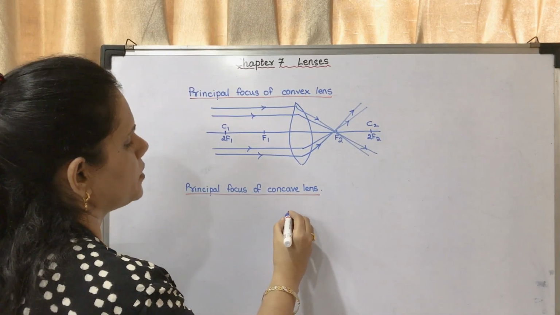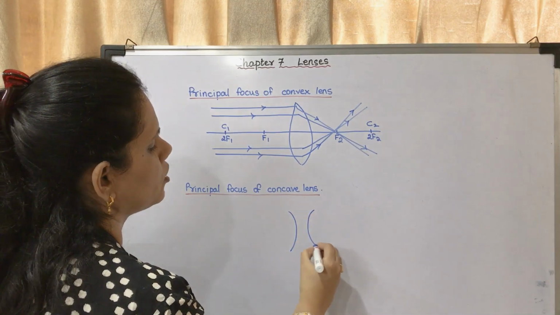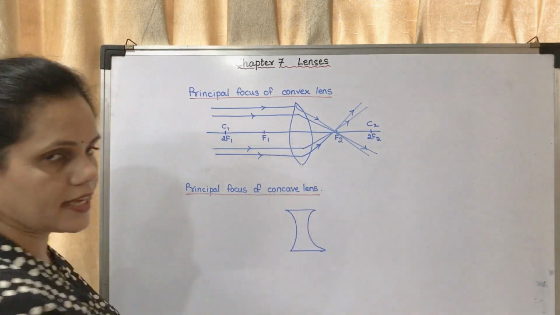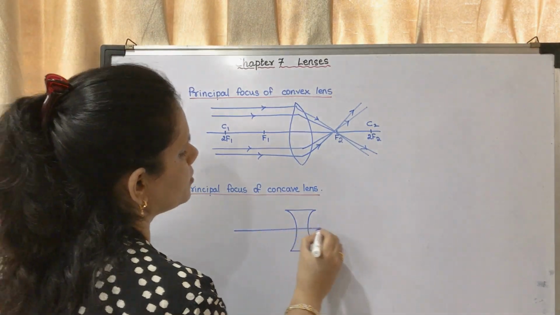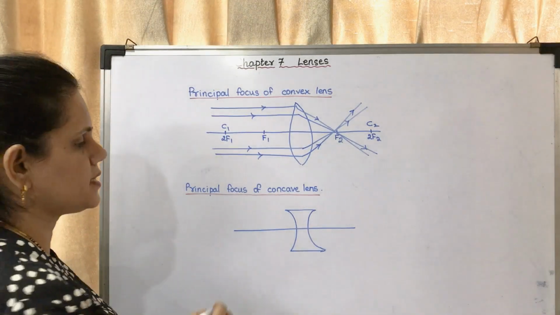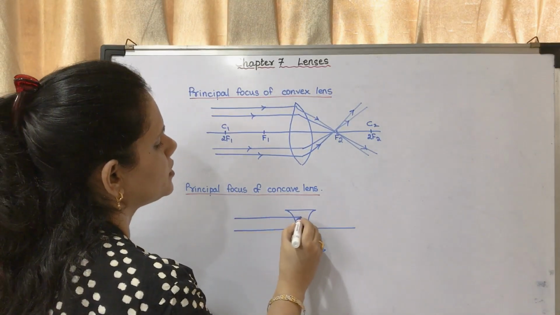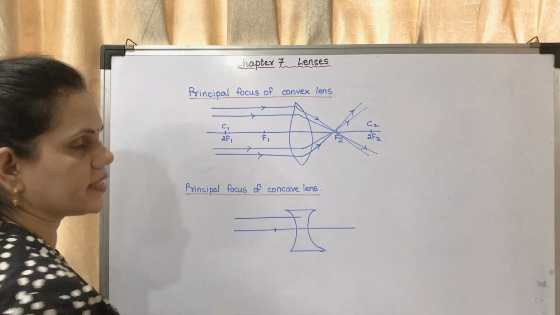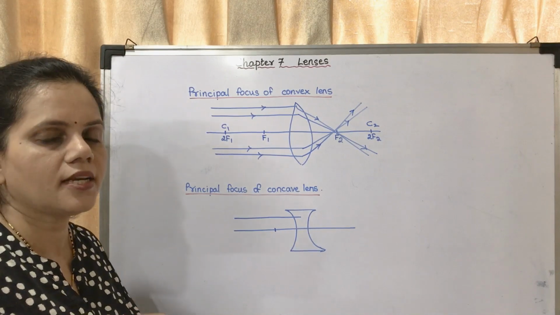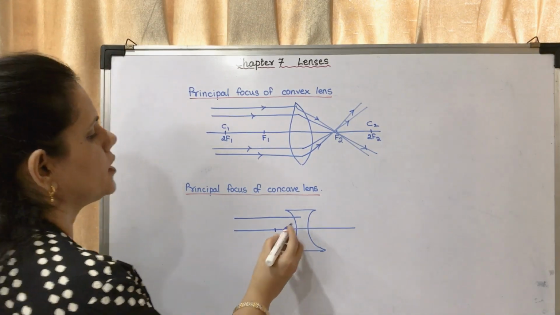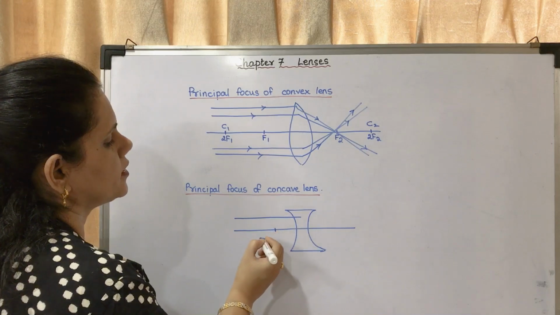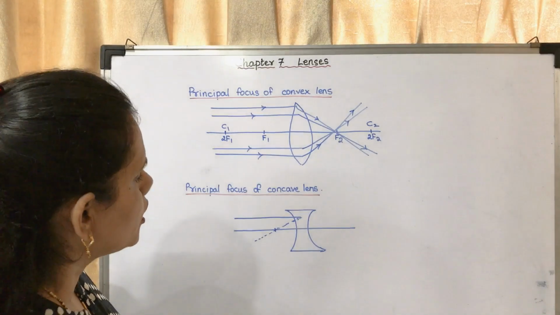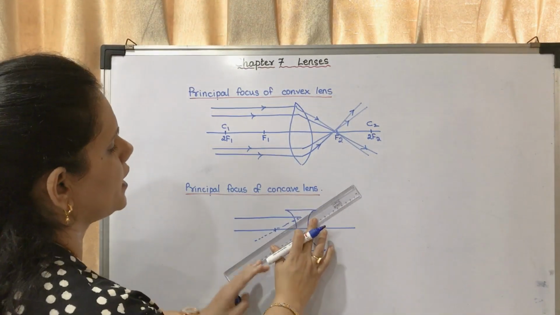Now we will draw the principal focus of concave lens. You may draw a lens like this. Then you have to draw the principal axis. This is the principal axis. The line which is parallel to the principal axis, okay, you have to mark a point here first. First mark a point, because otherwise the diagram will go wrong. The line which is passing through this point and this point, you have to coincide after keeping the scale like this.